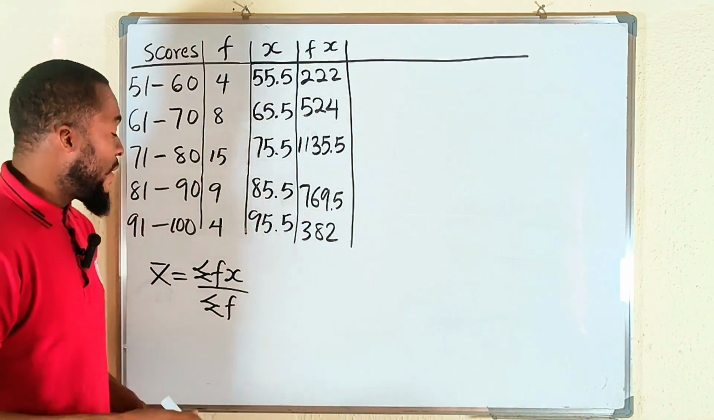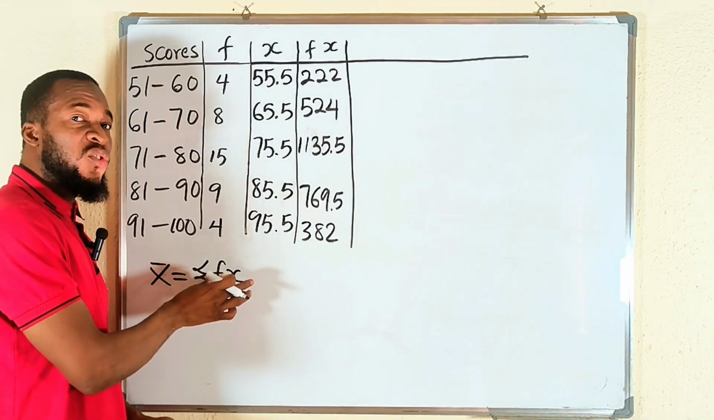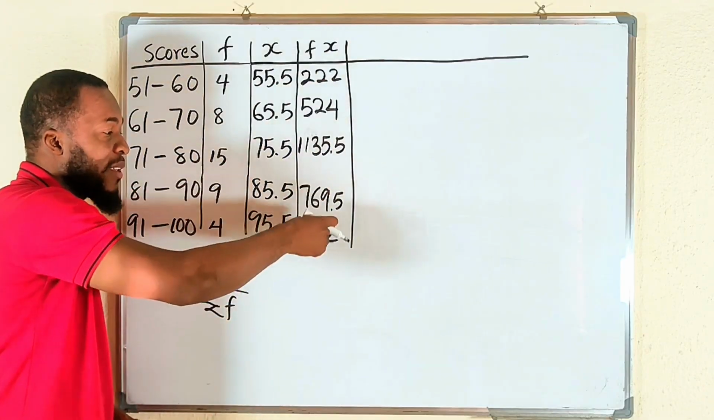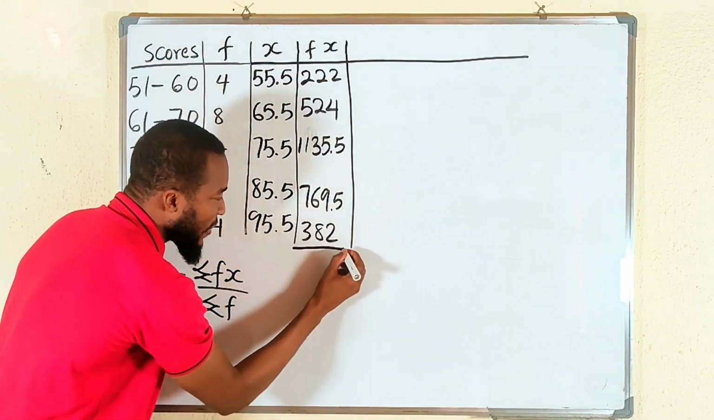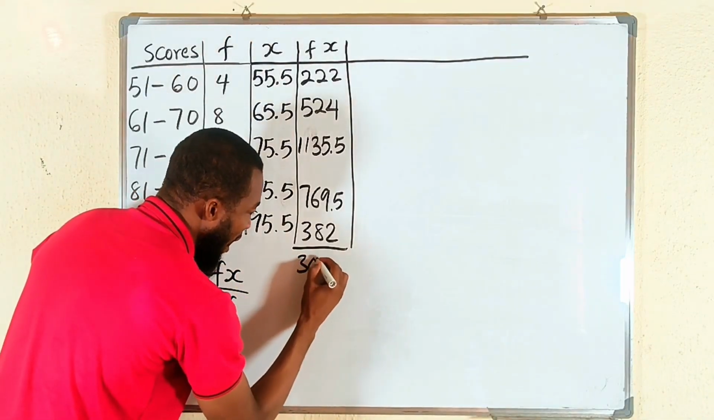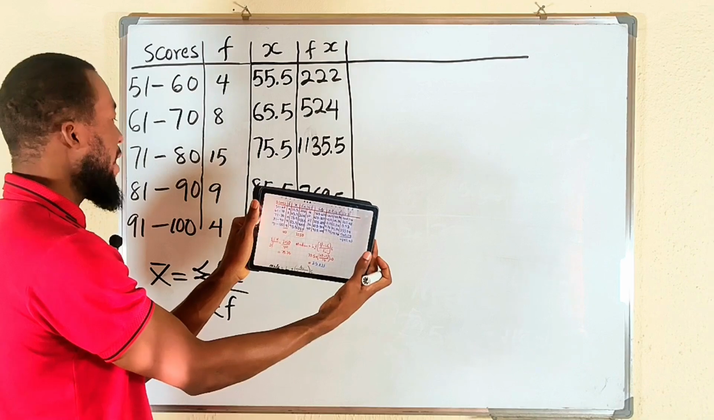The next thing to do is to find the summation. When you see this sigma notation, it implies the sum of all the fx's. These are the fx's. Add them all together. If you add them all together, you're going to get 3030. I have computed everything, you can see that here.